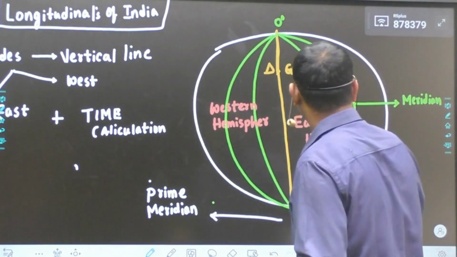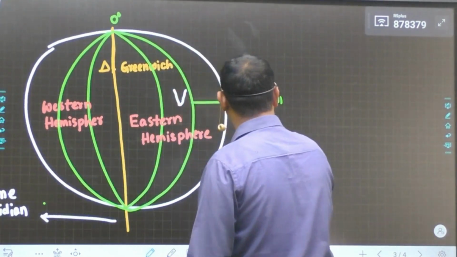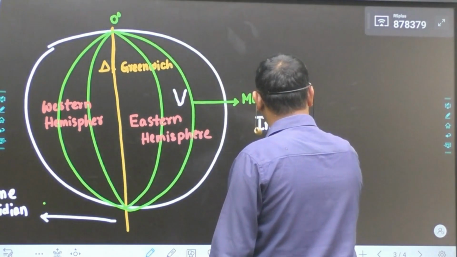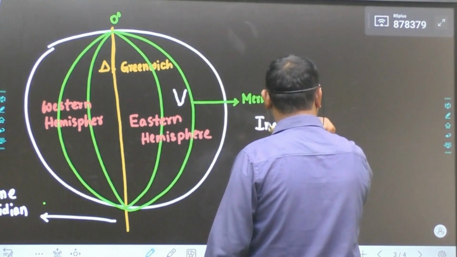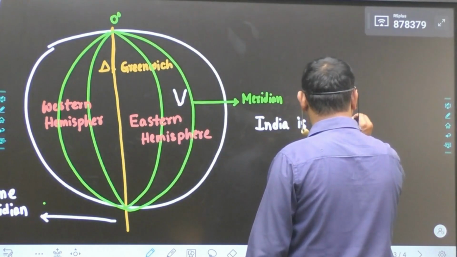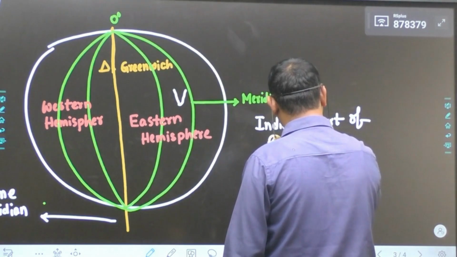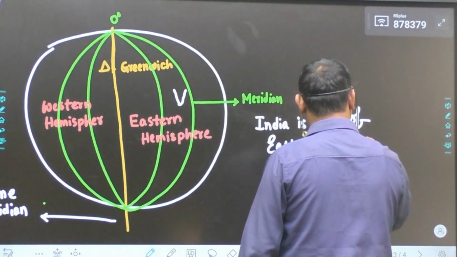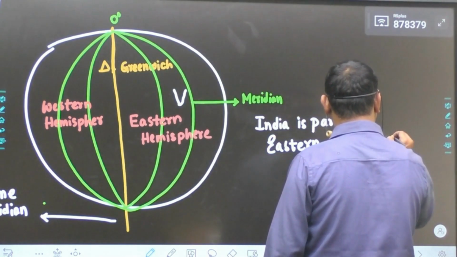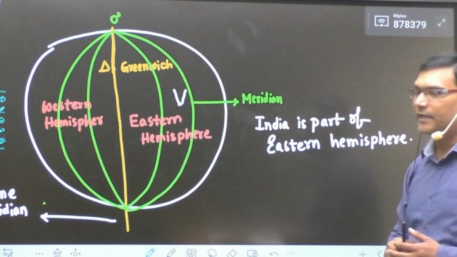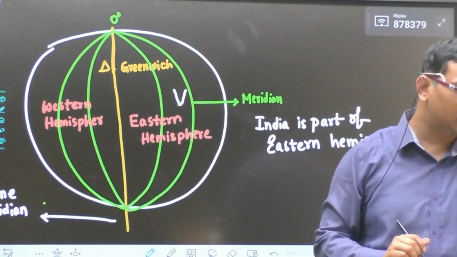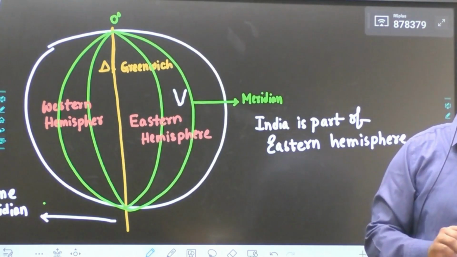Am I right? So here you see India is part of the eastern hemisphere. Am I right? Clear here? Yes or no? India is a part of the eastern hemisphere.